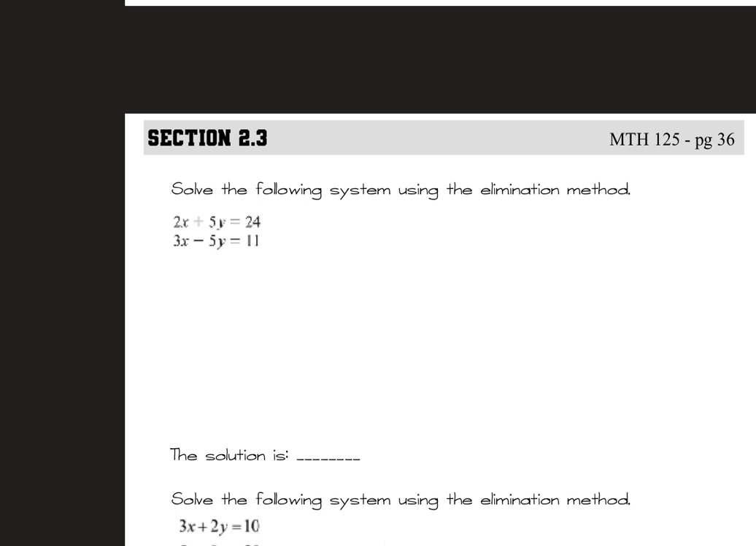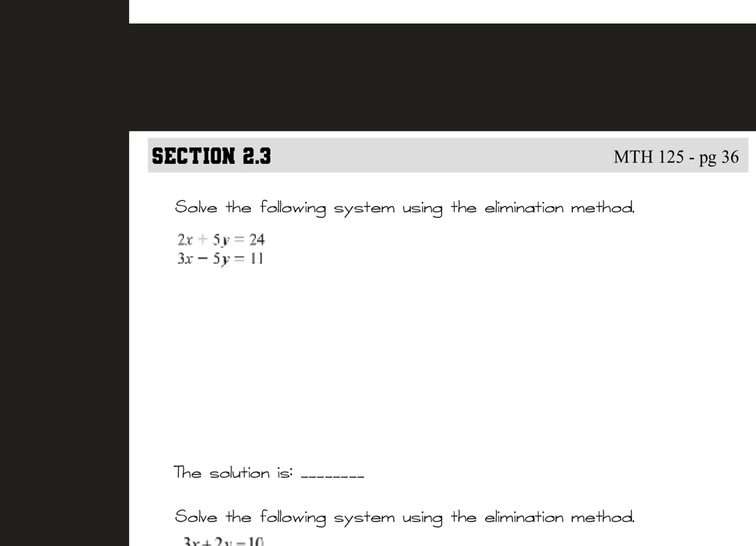We're going to talk about the elimination method. This is another different kind of method that you can use to solve a system. The idea here is that you're trying to cancel out either a y variable or an x variable by lining these up vertically and combining them.